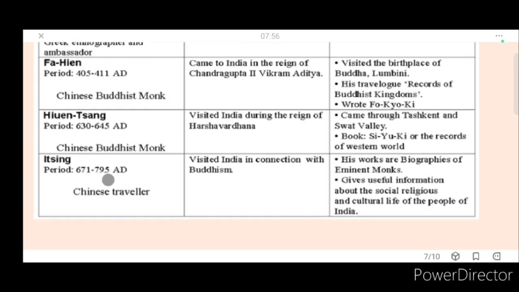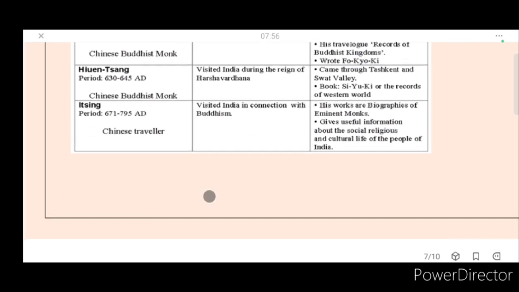The later half of the 6th century will be Itsing. He visited India in connection with Buddhism. He also wrote the biographies of the eminent monks. He wrote mainly about the social and cultural life of the Buddhists. Okay, next, let's discuss the next part.